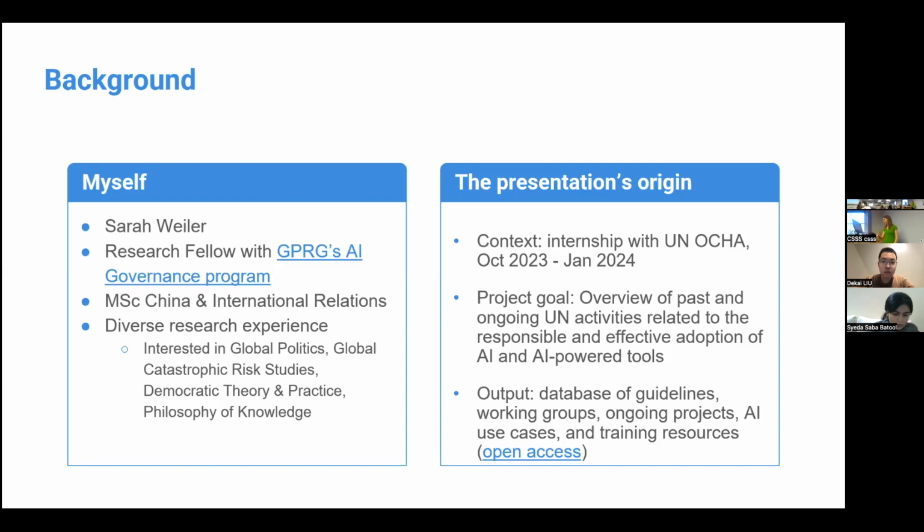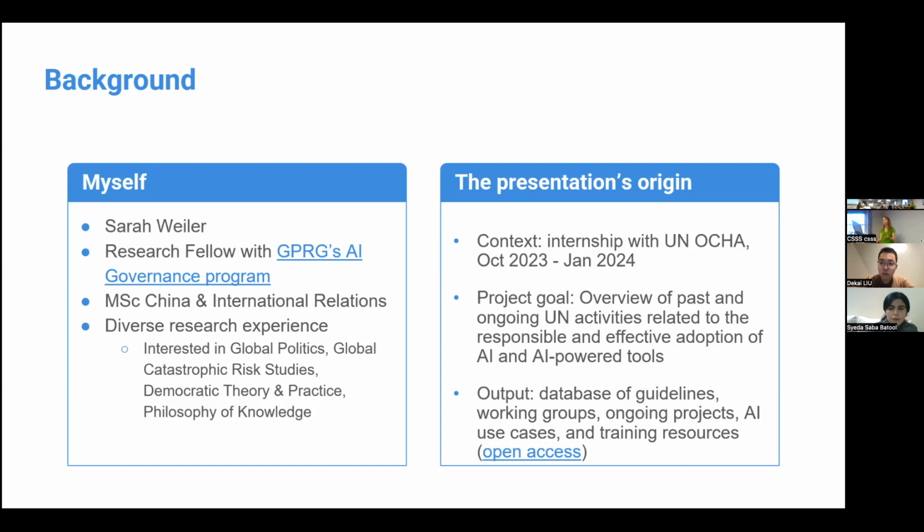Starting with the introduction. I'm Sarah. As was said, I'm a research fellow with the Global Policy Research Group and have a background in social science with diverse interests in different topics. Most importantly, I've been doing an internship with the UN Office for the Coordination of Humanitarian Affairs for the last 3 months. During that internship, I was working on trying to collect an overview of activities at the UN related to AI and AI's implications for the UN generally, but today I will focus on the peace and security aspect. If you're interested in that, I think the slides might be shared with you anyway, so you can just access the link.